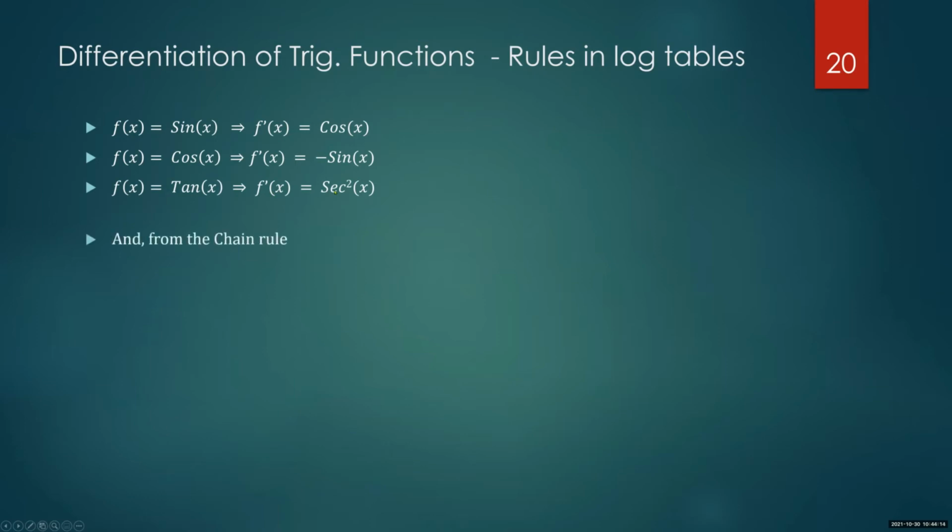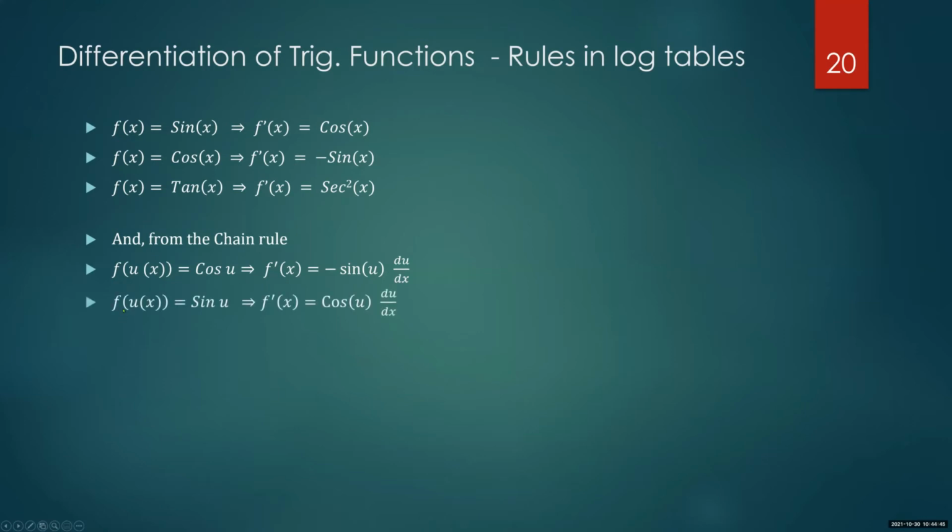And from the chain rule then, if you've got the cos of some function of x, f of u of x, f dash of x is equal to minus sine of u multiplied by du dx. So if y is equal to cos u, we're simply saying dy du is equal to minus sine u, and we just need to multiply that by du dx.